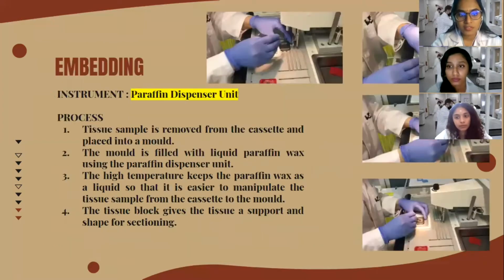So the next process will be embedding. The instrument we use for this process is a paraffin dispenser unit. The process basically starts with the tissue sample being removed from the cassette and placed into the mold. The mold is filled with the liquid paraffin wax using the paraffin dispenser unit. And after that, the higher temperature keeps the paraffin wax as a liquid, so it is easier to manipulate the tissue sample from the cassette to the mold. And after that, the tissue block gives the tissue a support and shape for the sectioning.